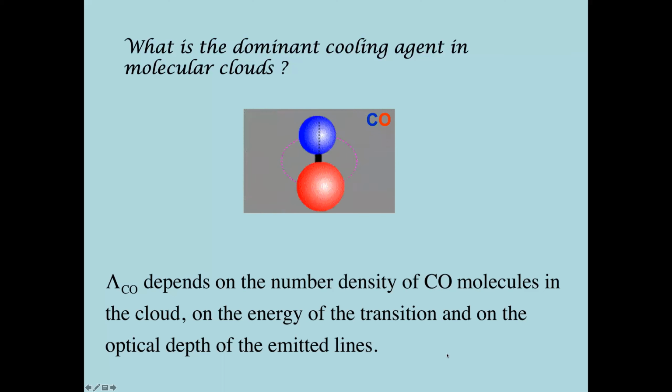And the cooling of the CO depends on several things, in particular on the number density of the CO molecules. But in a molecular cloud, you can assume that most of the carbon is actually in CO. So you have an easy way to estimate the number density of the CO molecule. Also the energy of the transition, but we typically consider the low energy one, as the easiest to detect and also to measure.